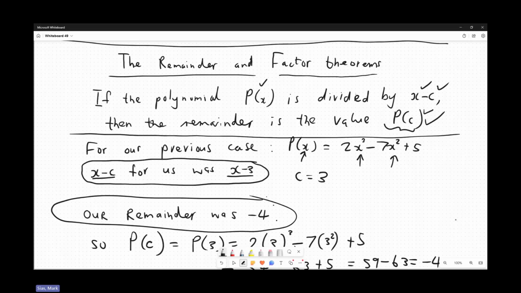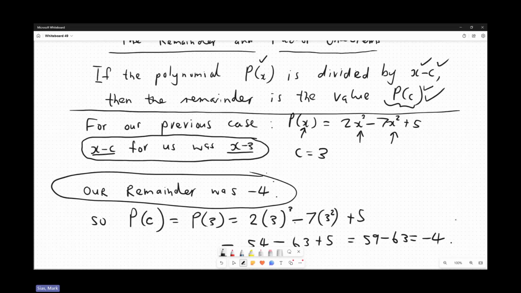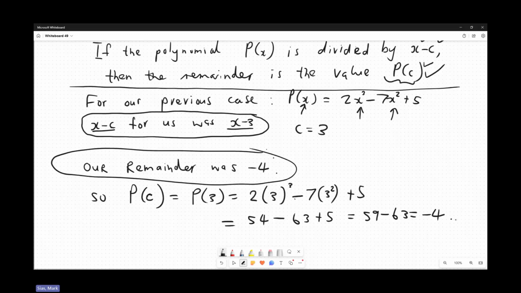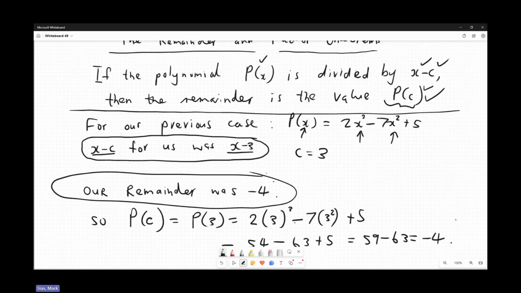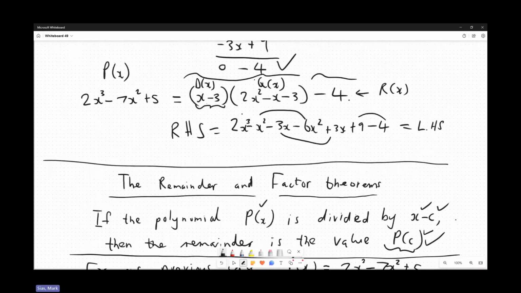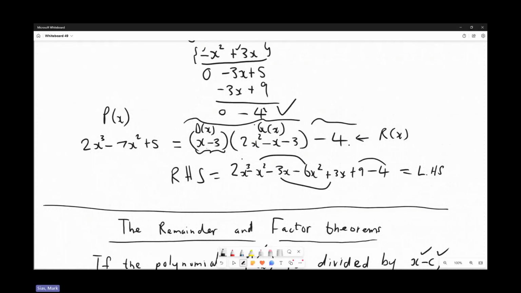Just before you started with the problem, we will also do a check. So this was a check on example 3. We were checking whether our example 3 was consistent with this theorem. It says if the polynomial p of x, in our case p of x was 2x cubed minus 7x squared plus 5, is divided by x minus c, and c for us was 3, then the remainder according to the theorem is just the value of p of c. You substitute 3 into p, and we found it's indeed minus 4. Our remainder was minus 4.